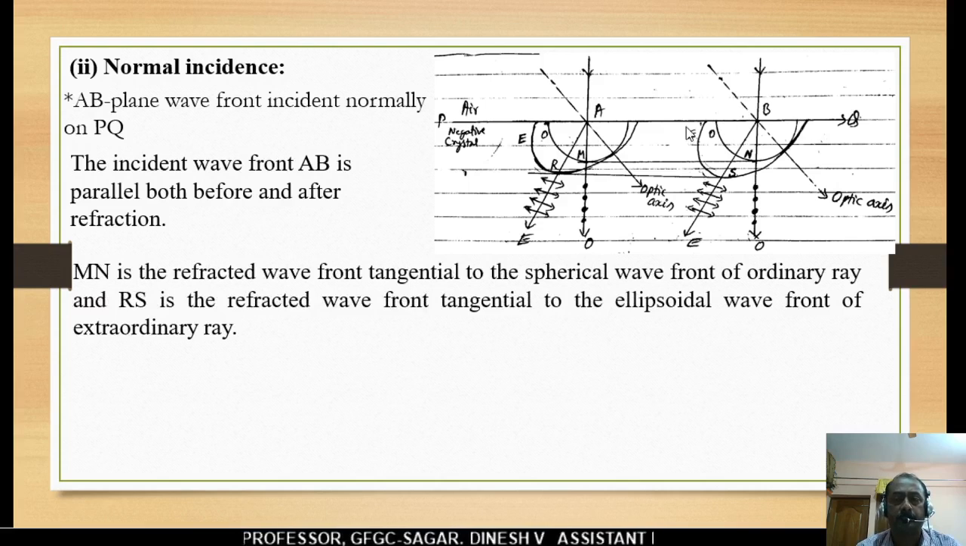Let MN, shown here, be the refracted wavefront tangential to the spherical wavefront of the ordinary ray, and RS here is the refracted wavefront tangential to the ellipsoidal wavefront of extraordinary rays.